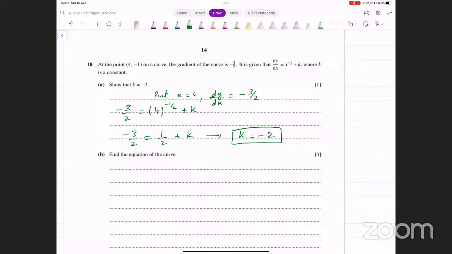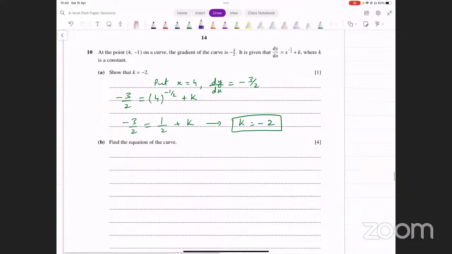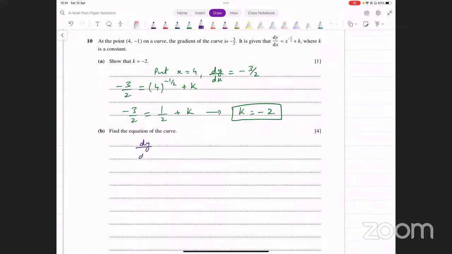Second part में वो कहता है find the equation of the curve. We have the derivative of the curve, dy/dx. What is that equal to? That is equal to x raised to power -1/2 plus k. Derivative हमारे पास है, हमें curve find करनी है. So derivative से वापस curve पे जाने के लिए हम क्या करते हैं? Integrate करते हैं. We integrate this function and see what we get from this. X raised to power -1/2 का integral क्या हो जाएगा? We add 1 to the power, -1/2 plus 1, that becomes 1/2, divided by that new power. That's the integration of the first term. K is just a constant.